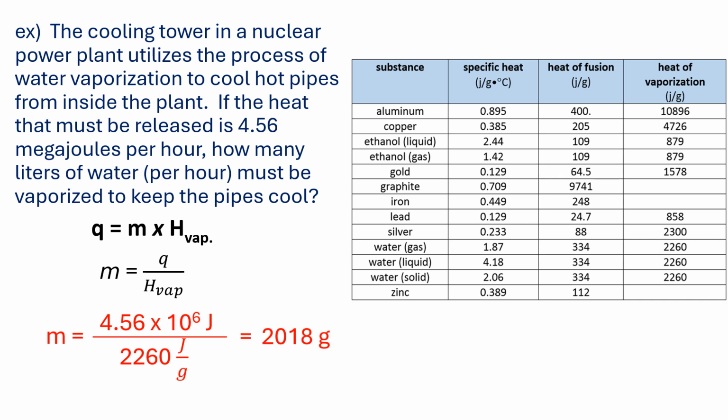So we do the division, and we get about 2,018 grams. But then we still have to take that to liters. So if we think about 1,000 grams being how much a liter weighs, I could have gone from grams to milliliters and then to liters. But if 1 gram equals 1 milliliter, then that means 1,000 grams would be the mass of 1 liter. So, rounding for sig figs, we get 2.02 liters.